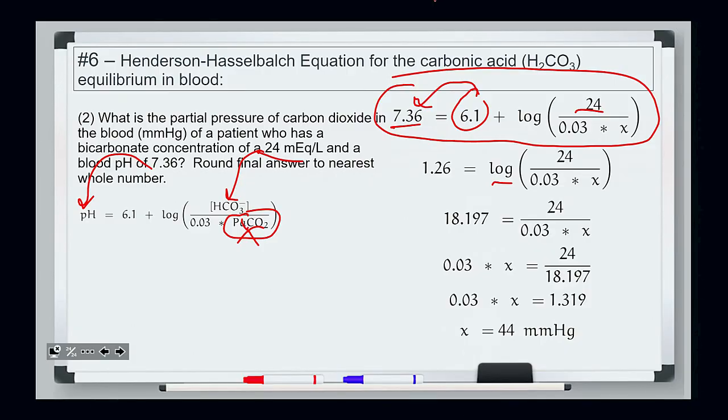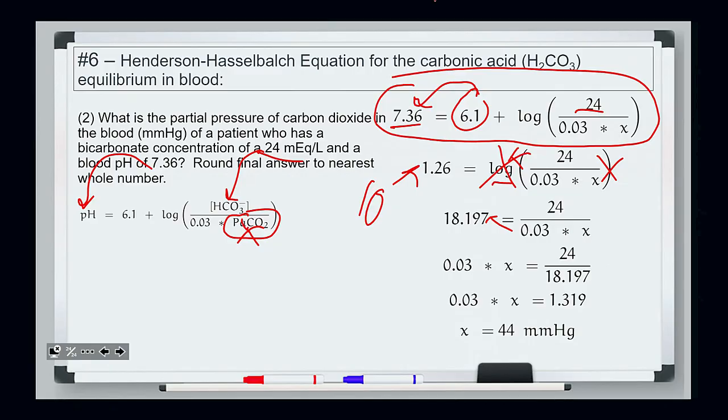Anyway, to solve this question, I've got to take 10 to the 1.26 exponent. By taking the left-hand side and doing 10 to the 1.26, that cancels out the log. So make sure you understand how to cancel a log by doing 10 to the x. So 10 raised to 1.26 is 18.197. That cancels the log, and you get rid of the parentheses, and now it's a pretty straightforward algebra problem, but still, you've got to reverse these two.